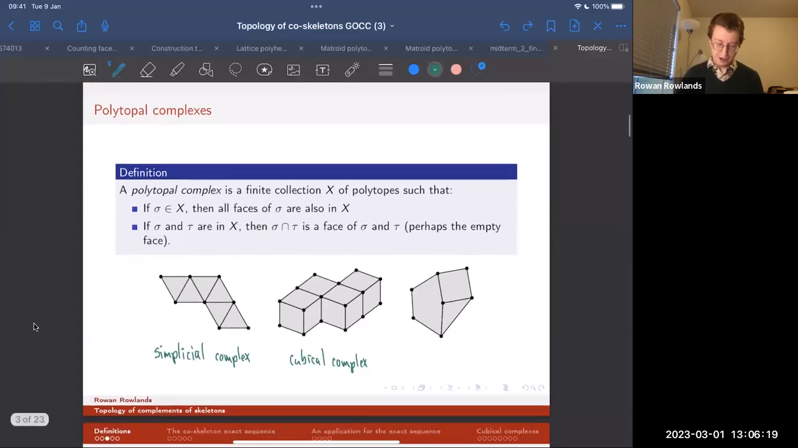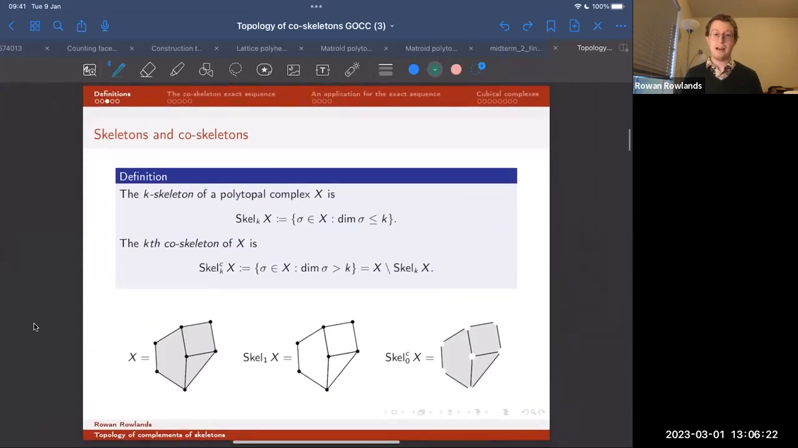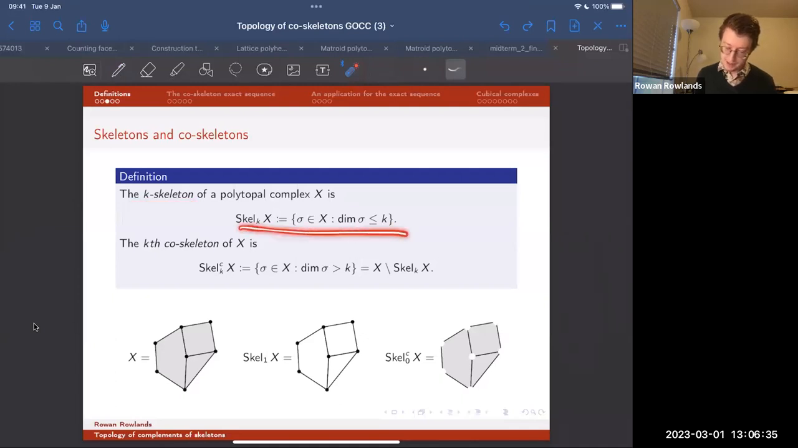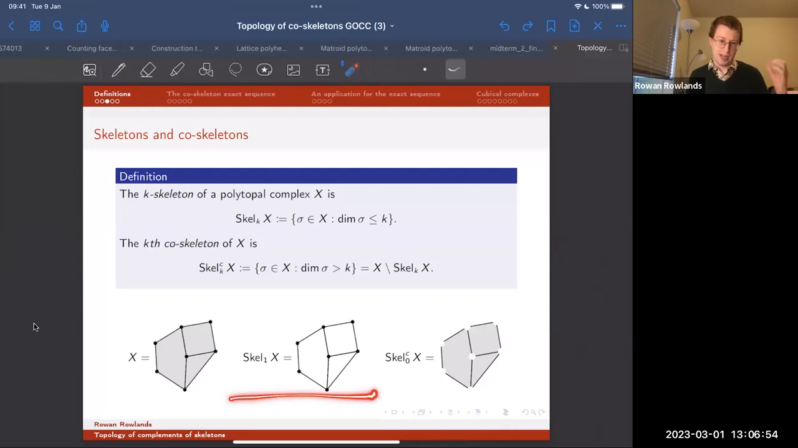All right, so those are the basic objects we'll be looking at. Now let's get on to one of the words in the title of this talk, and let's talk about skeletons and co-skeletons. If you have a polytopal complex, its k-skeleton for some integer k is defined to be the collection of faces of that polytopal complex whose dimension is less than or equal to k. So here are some pictures down at the bottom. If X is this complex we had on the previous slide, its 1-skeleton looks like this. It's the collection of faces of dimension 1 and lower, so 1 and 0, and the empty face if you count that as a face.